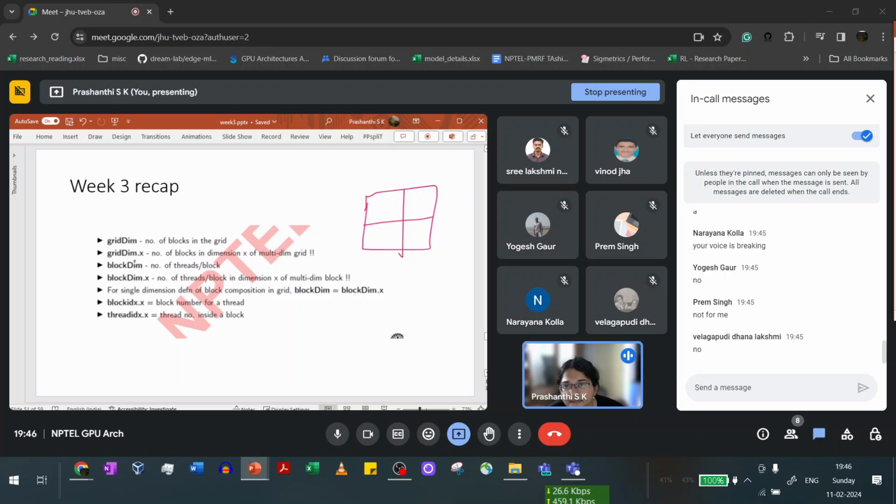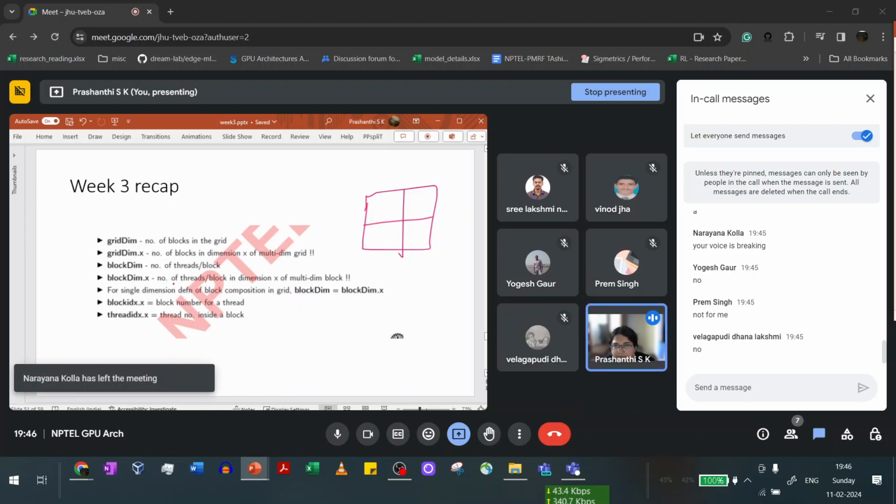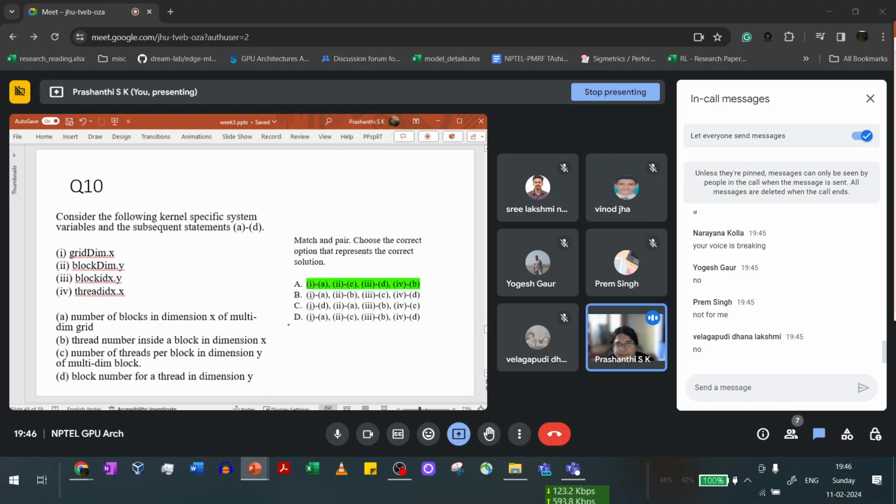Yeah. So gridDim.x refers to the number of blocks in the dimension x. Similarly, blockDim refers to the number of threads per block, and blockDim.x will refer to the number of threads per block in the dimension x. And if it's a single dimensional thing that we are talking about, blockDim and blockDim.x will be the same. Further, blockIdx.x is the block number for a thread, and threadIdx.x is the thread number inside a block. So this is the terminology that you need to remember.